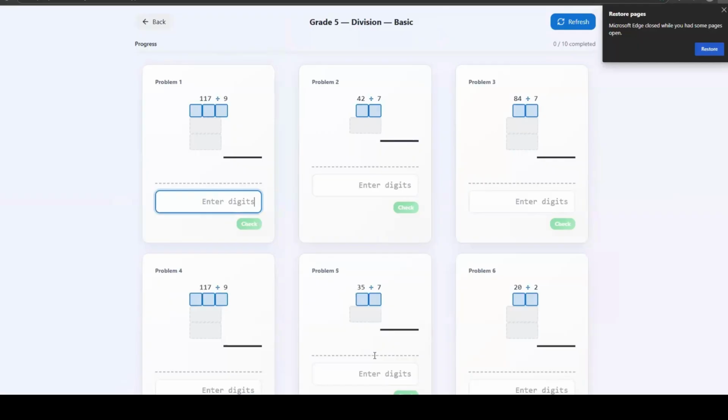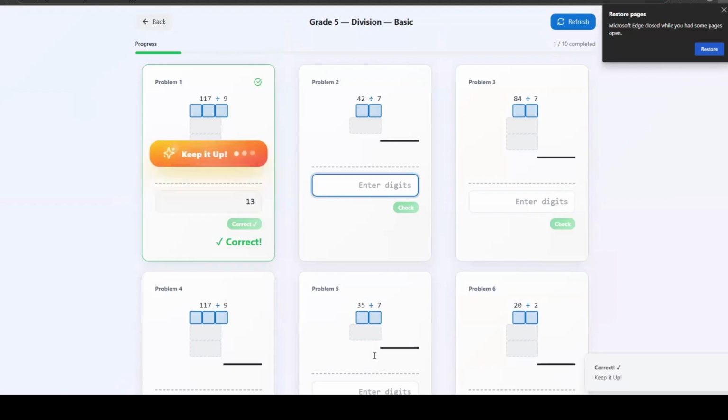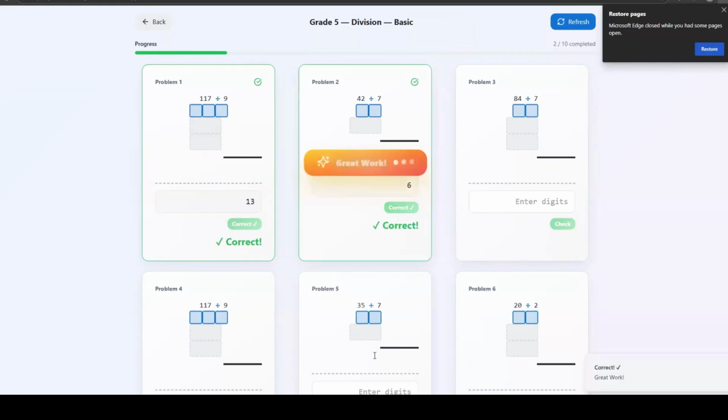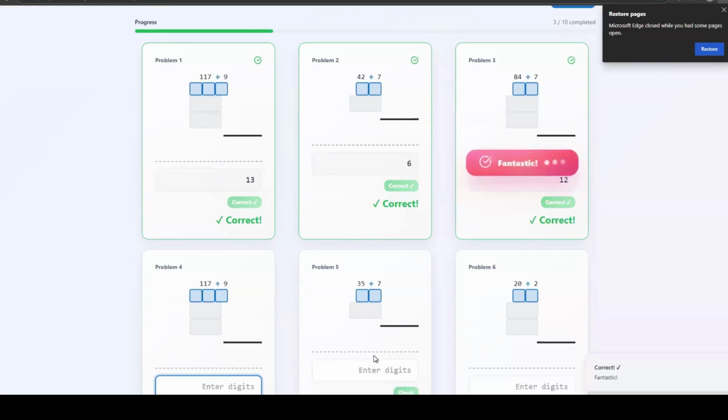117 divided by 9 is 13. 42 divided by 7 is 6. 84 divided by 7 is 12. 117 divided by 9 is 13.